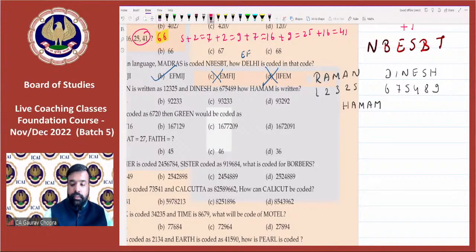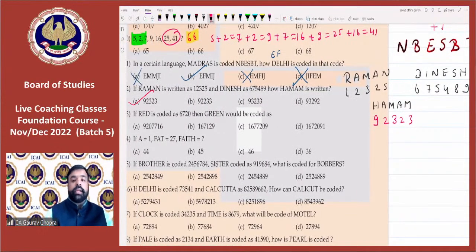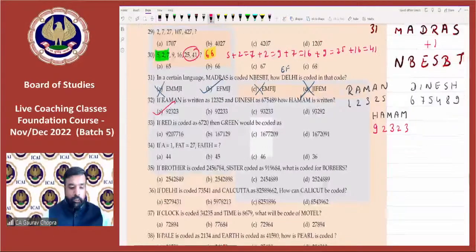So what is H? H is 9, A is 2, M is 3, A is again 2, M is 3. So 92323. Option number A is the correct answer. All right. So we can directly extract from here.